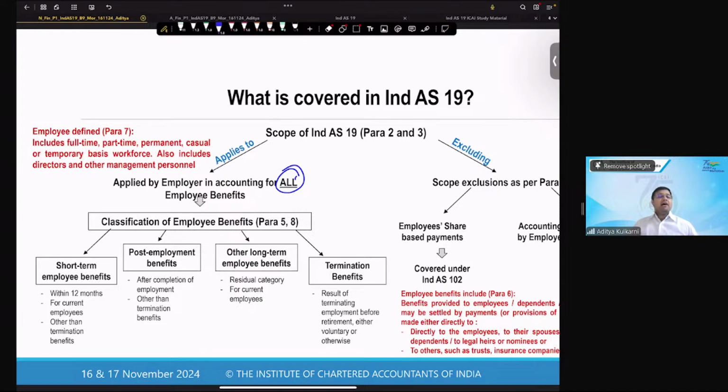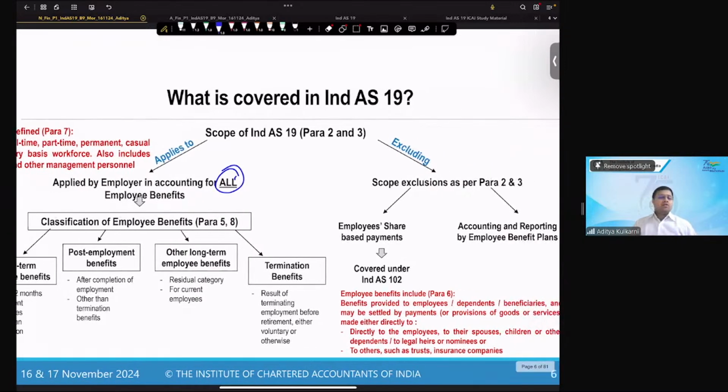And finally, we have termination benefits. This is basically where the employer terminates the employment, either voluntarily or otherwise, before retirement. So this comes with your VRS schemes, retrenchment compensations. All these are covered under termination benefits. So four categories which we are going to study.